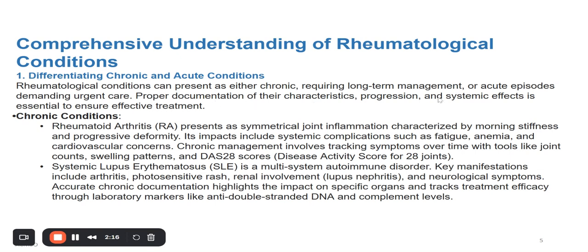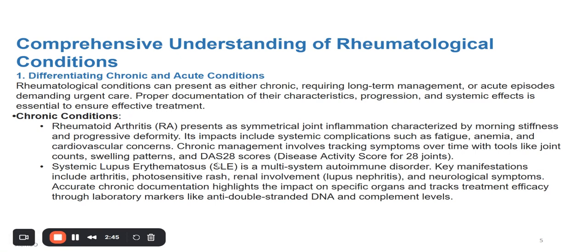Chronic conditions. RA, rheumatoid arthritis, presents as symmetrical joint inflammation characterized by morning stiffness and progressive deformity. Its impacts include systemic complications such as fatigue, anemia, and cardiovascular concerns. Chronic management involves tracking symptoms over time with tools like joint counts, swelling patterns, and DAS-28 scores, which is short for Disease Activity Score for 28 joints.